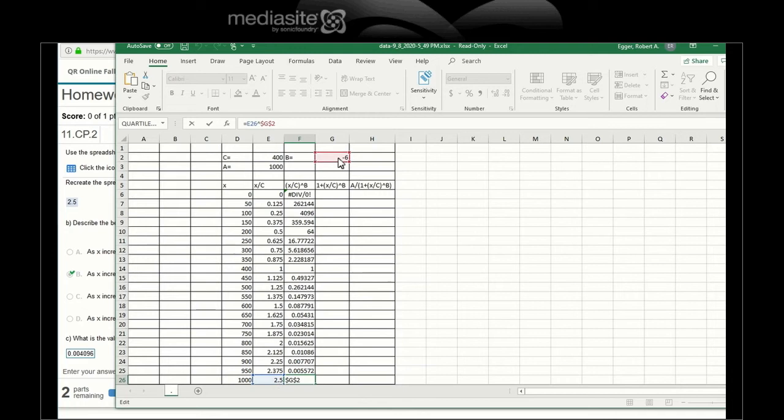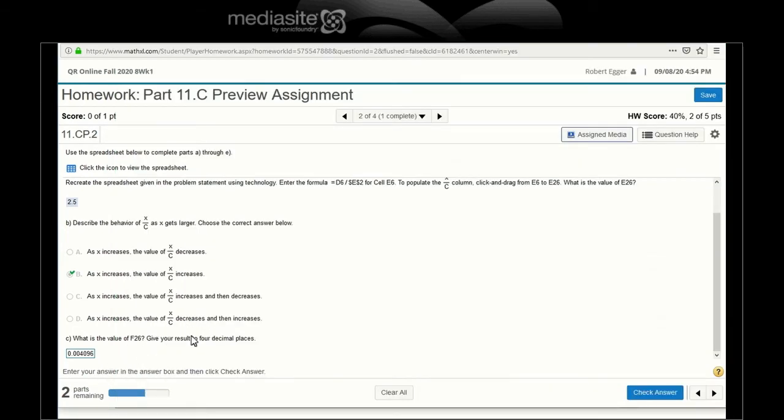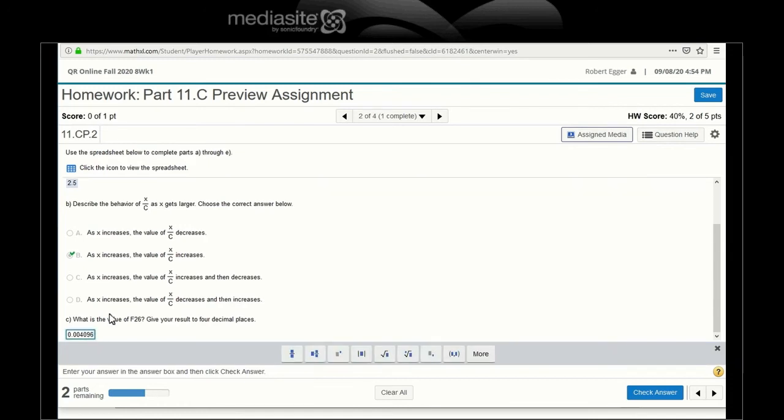2.5 to the minus 6. Ah, 4 decimal places. So 4 decimal places would be 1, 2, 3, 4. So I need to round that to 0.0041. The details are in the fine print.